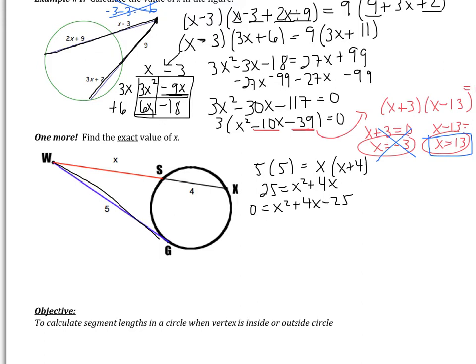Okay, so again, we have an x squared and an x term, so we need to try to factor. So I need to think what two numbers multiply to negative 25 but add to be 4. Well, the only numbers that multiply to 25 are 1 and 25 or 5 and 5. Neither of those cases add to be 4. So this does not factor. We have to use the quadratic formula.